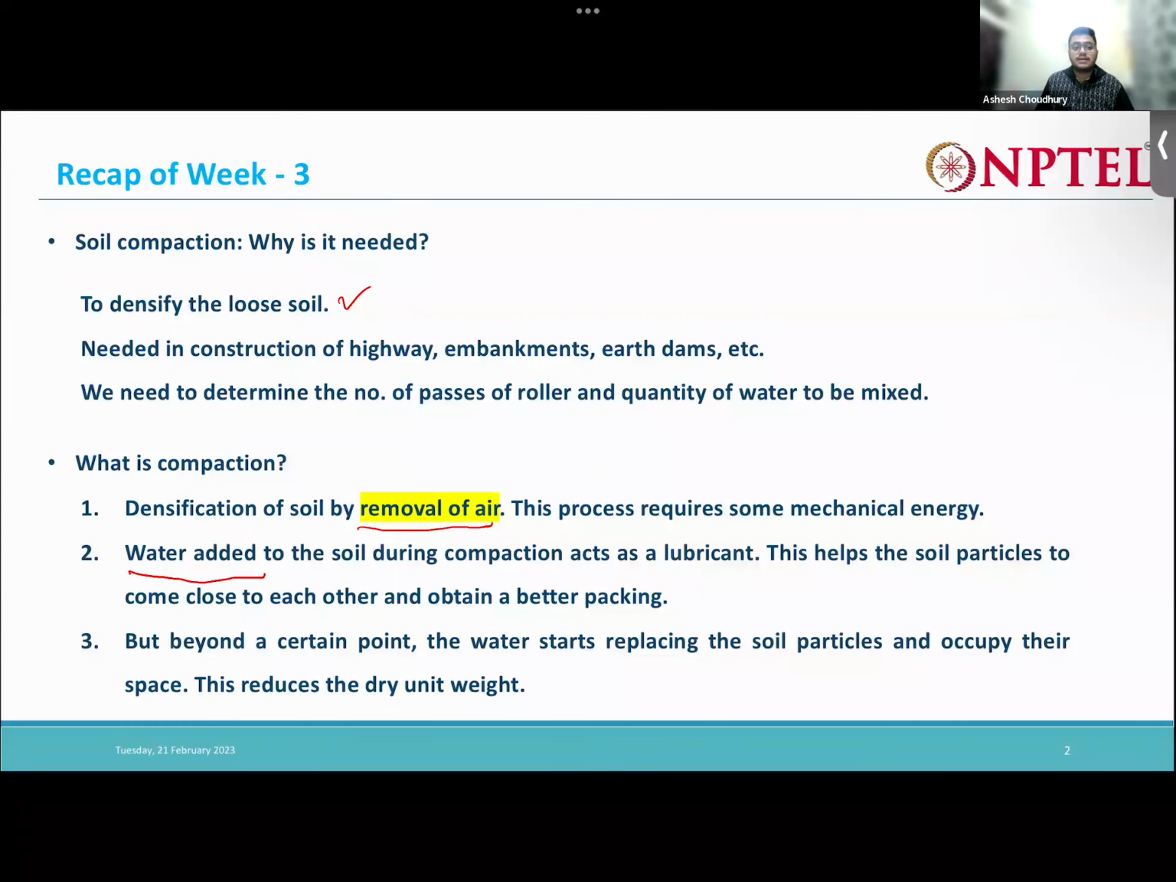But see, if you keep on adding water infinitely, what will happen? Intuitively, what comes to our mind? What will happen if we just keep on adding water?